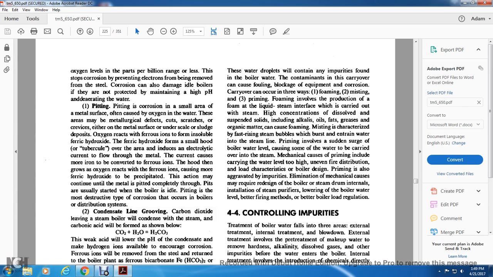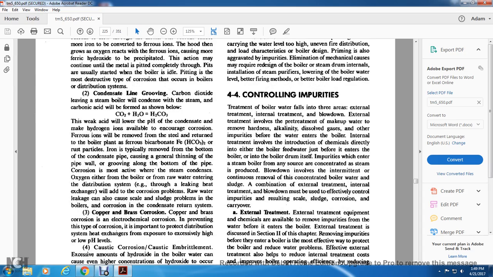The current causes more iron to be converted to ferrous ions, and the oxygen reacts with the ferrous ions, causing more ferric hydroxide to be precipitated. This action may continue through the metal completely, though the pits are usually started when the boiler is idle. Pitting is the more destructive type of corrosion that occurs in the boiler distribution system.